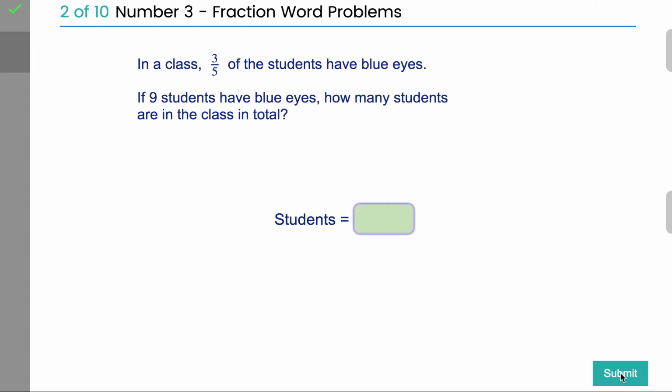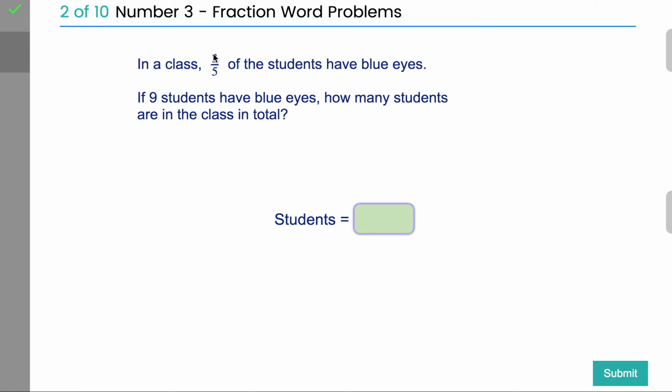So let's look at another one. In a class, 3/5 of the students have blue eyes. So this is a ratio. This is why I need you to understand what ratios are. 3 to 5 have blue eyes means for every 5 kids, 3 of them have blue eyes. If 9 students have blue eyes, how many students are in the class in total?